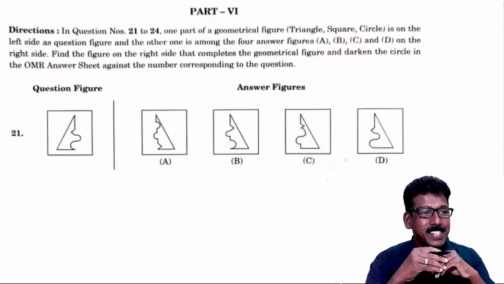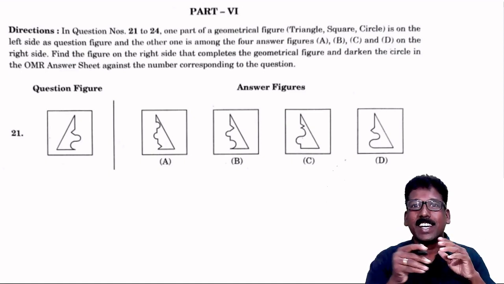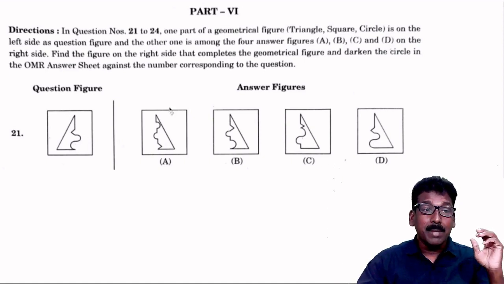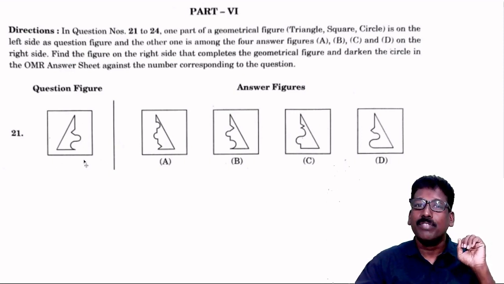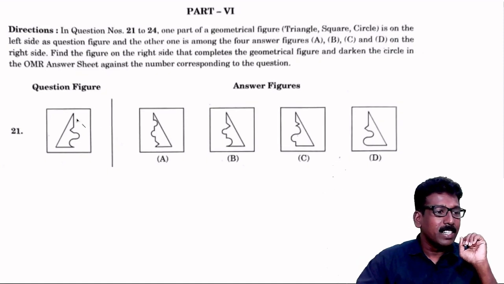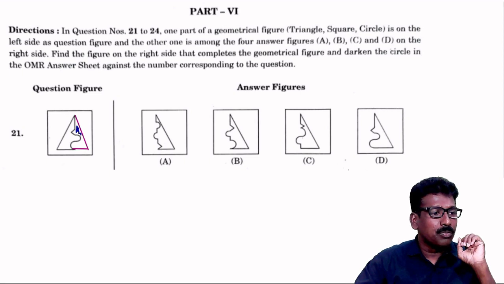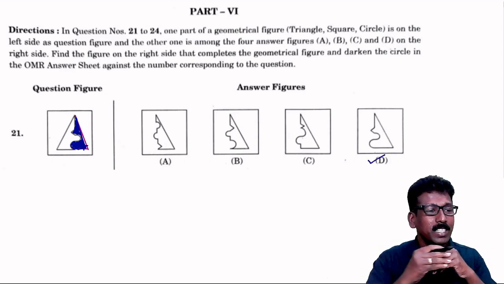This is part 6. In this question, a triangle, square or circle is cut in some particular way. One part will be there in the question figure, and the remaining part you have to select from the answer figure. Here you can see it's a part of a triangle. Let's join that triangle. If you join, you will get it this way. Now the second part, this part, you have to find out. You have to find this shaded portion. Yes, of course it is option D.